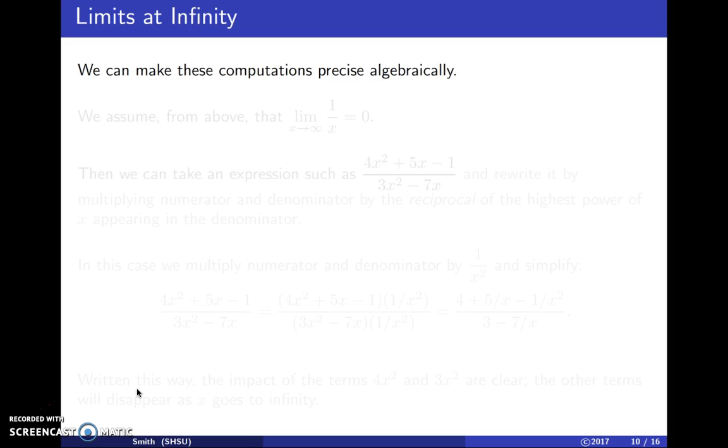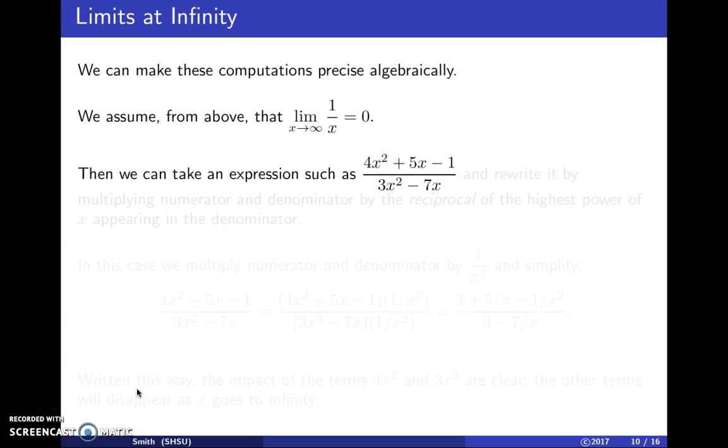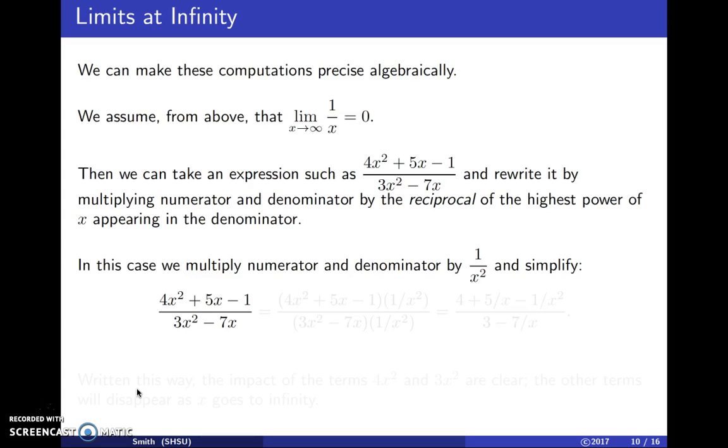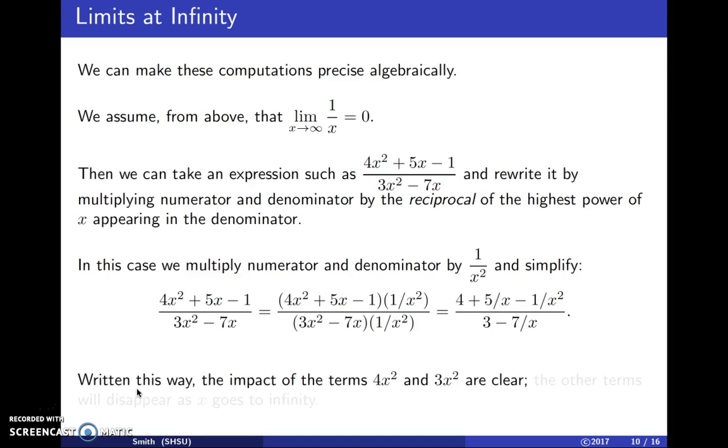We can make these computations precise algebraically. In this course, you will be asked to compute some limits algebraically, and when you do that, we're not using a calculator, but surely we're going to be using this fact. So for example, we can take this expression and rewrite it by multiplying numerator and denominator by the reciprocal of the highest power that appears. So x squared appears in the denominator, so let's multiply numerator and denominator by 1 over x squared. If we do that and simplify, we will get this, which simplifies to this. Written this way, the impact of the terms 4x squared and 3x squared is clear.